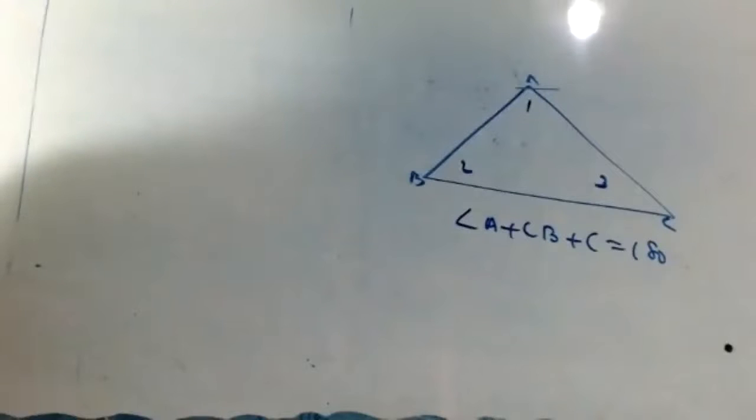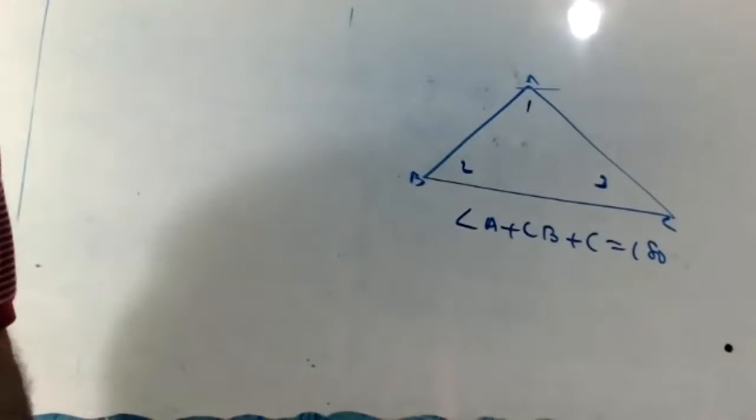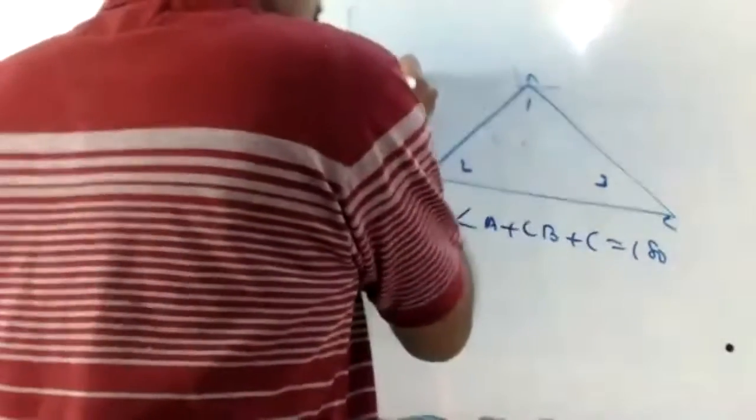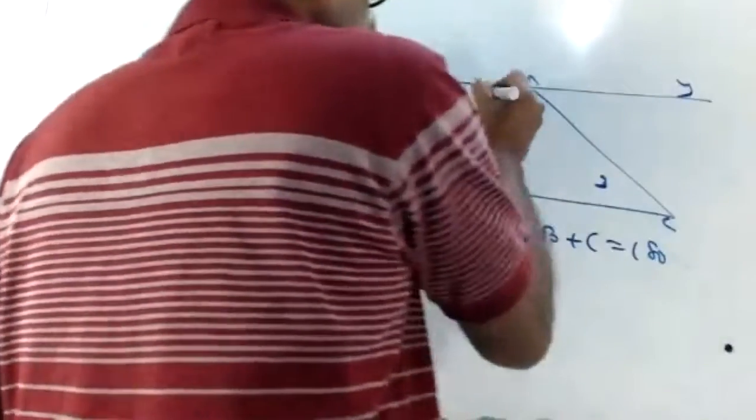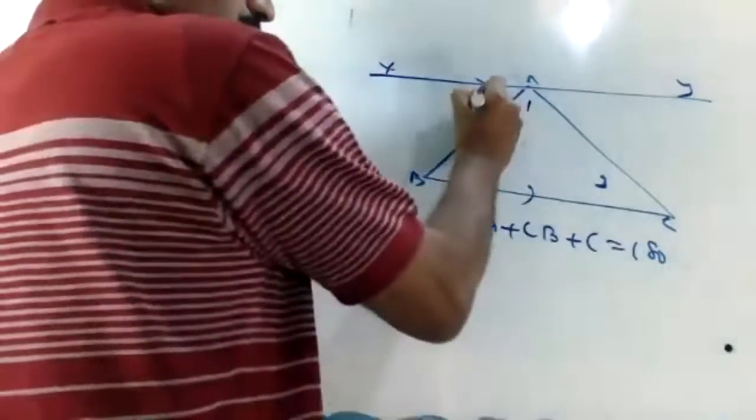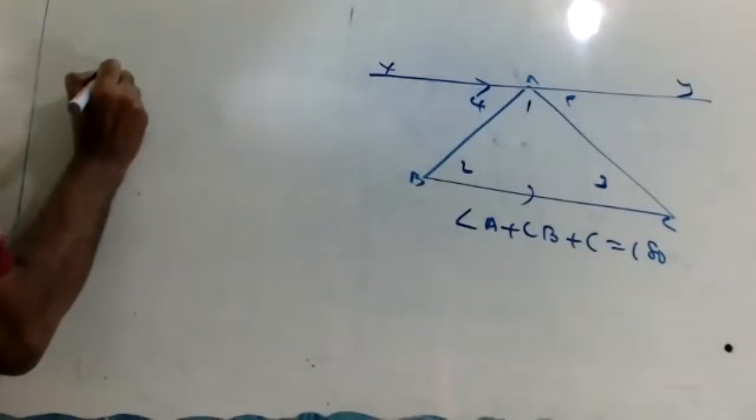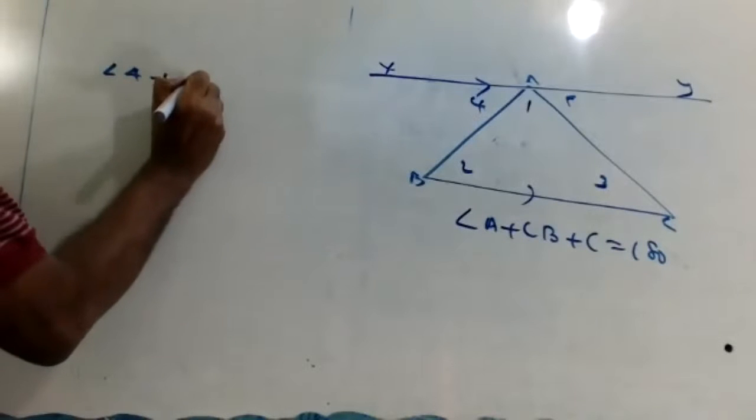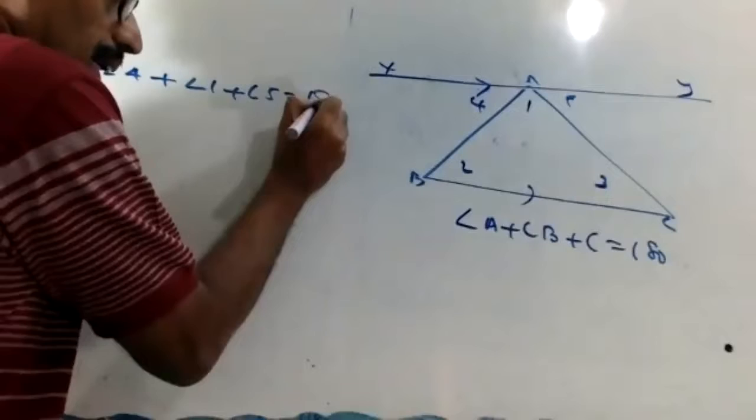Okay. Now we did a construction. Through A, draw a line parallel to BC, like this, XY parallel to BC. We call this angle 4 and this angle 5. Now look, we know that angle 4 plus angle 1 plus angle 5 equals 180 degrees.